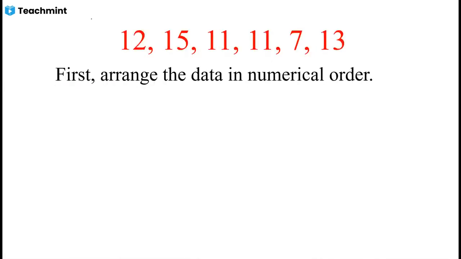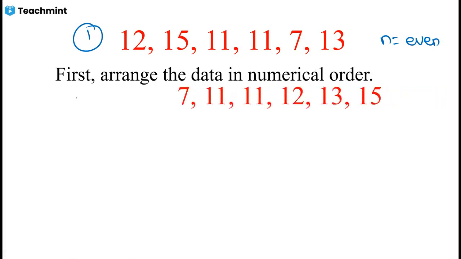Here they've given six numbers, which we took for the mean example. They're given 12, 15, 11, 11, 7. Put them in numerical order, ascending or descending, your choice. Then the middle number: as n is even here, the number of terms is even, so we have two middle terms. We have to take the average of them.